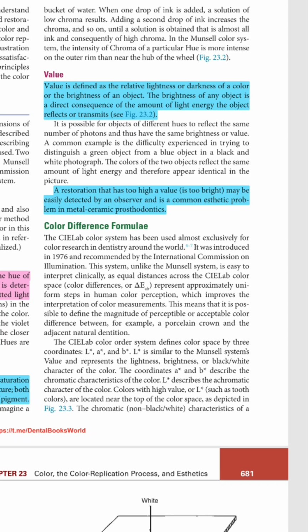Note that when we have a restoration that has too high a value, which means it reflects so much light and has poor translucency, it is more easily detected that it is fake and not realistic enough. And this is so common in metal ceramic prosthodontics, where the metal makes it so difficult to get the aesthetic results that we need.